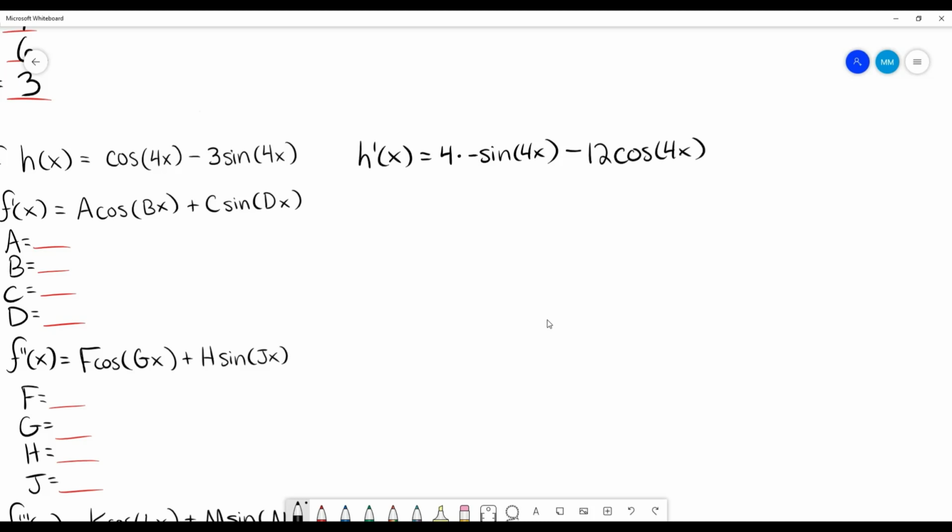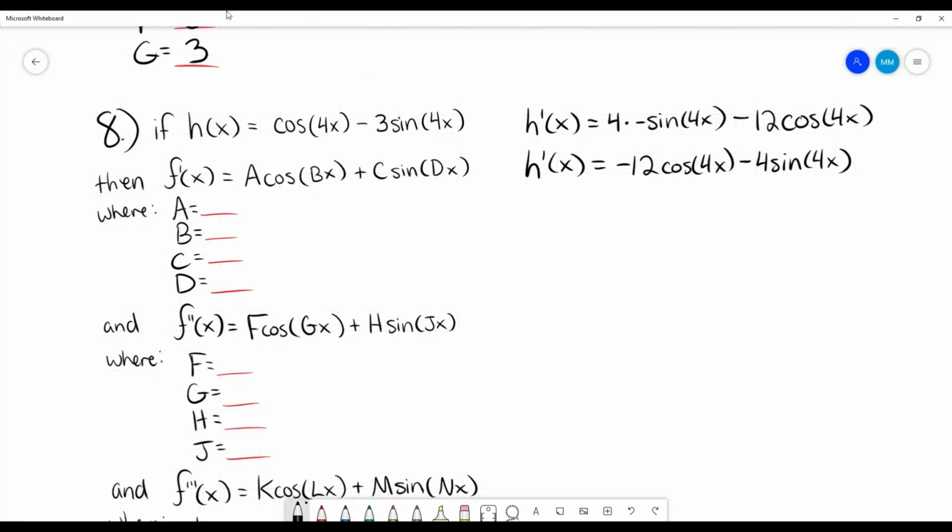And I'm just going to write that so that it looks a little nicer. And it looks like they want our cosine term to be listed first and then our sine term. So I'm just going to flip these around. So our h prime of x equals negative 12 cosine of 4x minus 4 sine of 4x. But that makes our A, this negative 12, our B is 4, C is negative 4, and D is 4 again. Lots of 4s in that one.